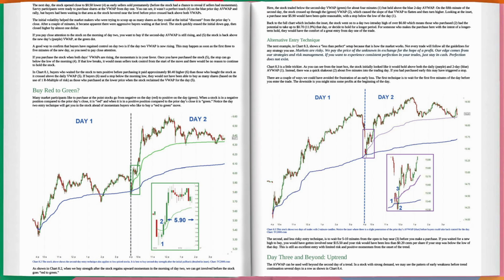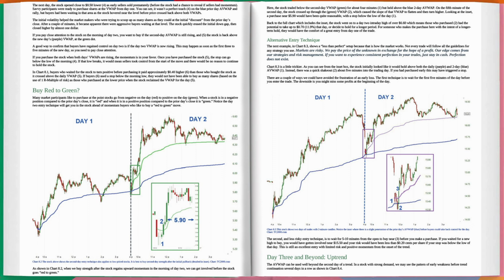Buyers who waited for the stock to turn positive before purchasing it paid approximately $0.40 higher, 6, than those who bought the stock as it crossed above the daily VWAP, 5. If buyers 6 used a stop below the morning low, they would not have been able to buy as many shares based on the use of 1R multiple of risk as those who purchased at the lower price when the stock reclaimed the VWAP for the day, 5.